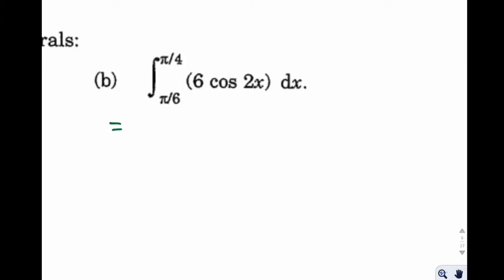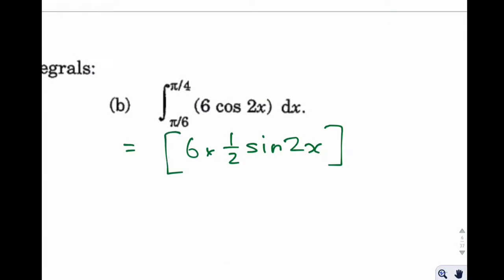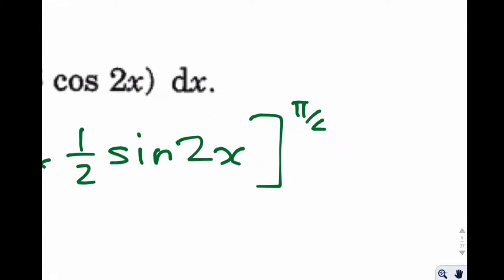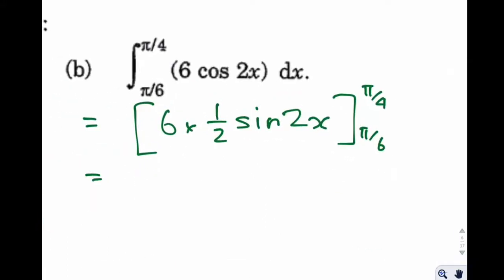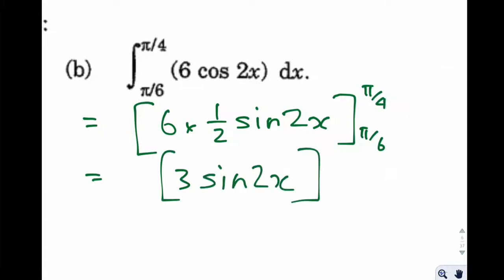Same with this one here. Let's do the integral. 6 cos 2x, we've kind of just done this. So 6, the integral of cos 2x is just going to be a half sine 2x. That's right. The derivative of sine is cos, so that would be sine. Yep, that's correct. And that is going to be between pi over 4 and pi over 6. These are called the limits of integration. So we've got 3 sine 2x between pi over 4 and pi over 6.